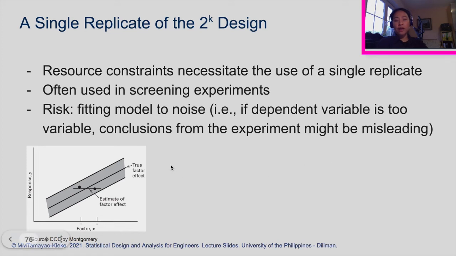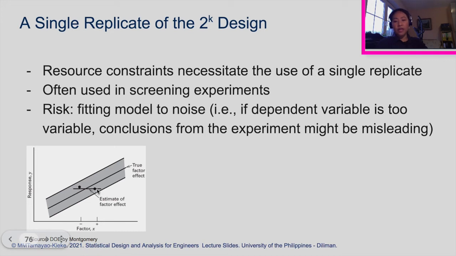So for example, here you can see on the x-axis you have the factor, and then you have the low level and the high level, and then you have the response y. Now the middle line is the true factor effect, and then you have, say for example, this range denoted as the band here. Now if you have an unreplicated design, then you might fit the estimate of the factor effect to be as such.